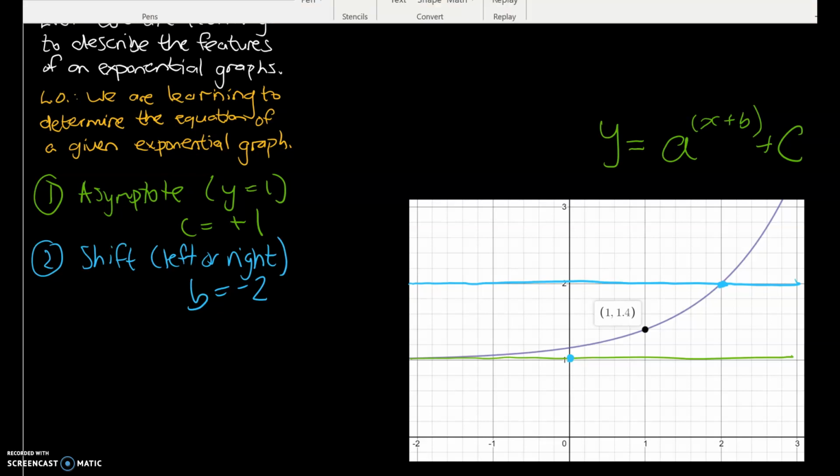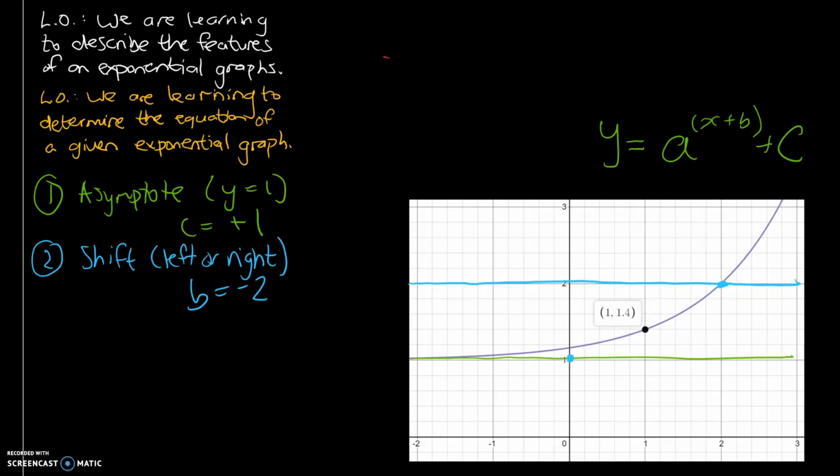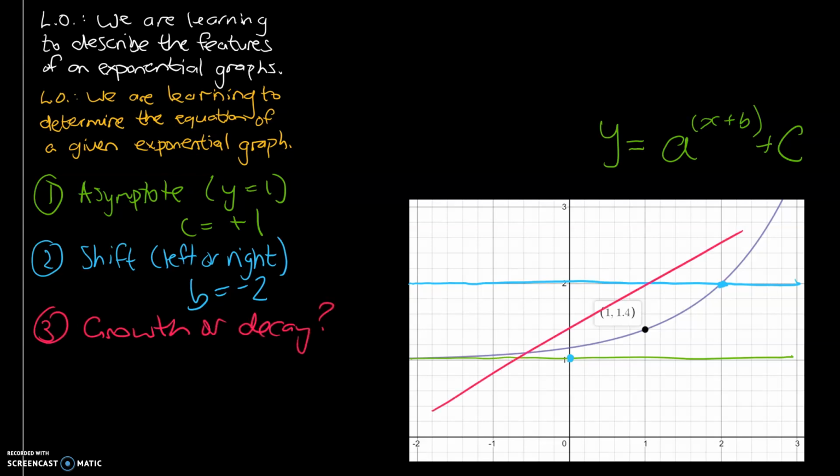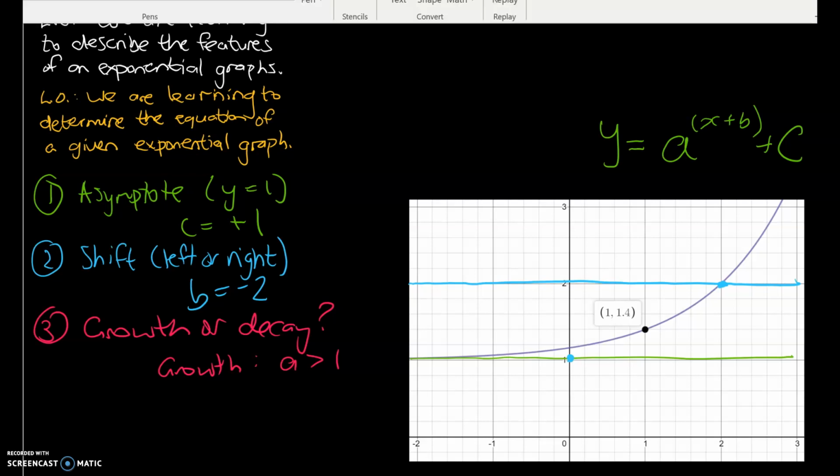So let's have a look. Let's change pen colors again. And the third one, is it growth or decay? This helps us figure out the a value, or gives us a bit of insight into it. And it does look like it's growing. So it's a growth model, which means a should be above 1. So we've looked at the asymptote. We've figured out where the new y-intercept, or where the reference point should be.